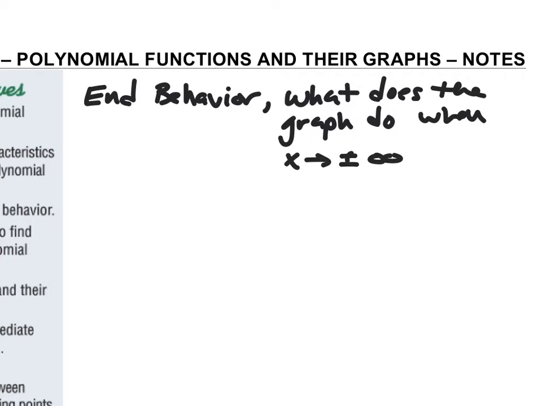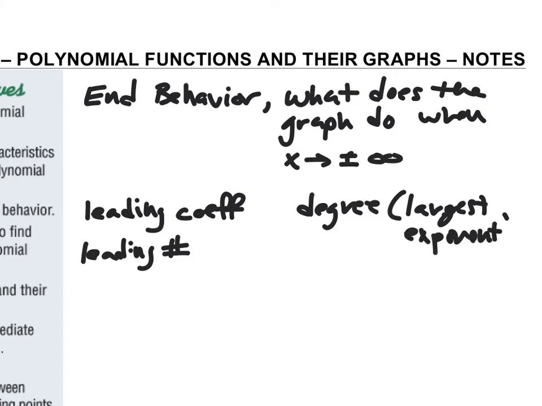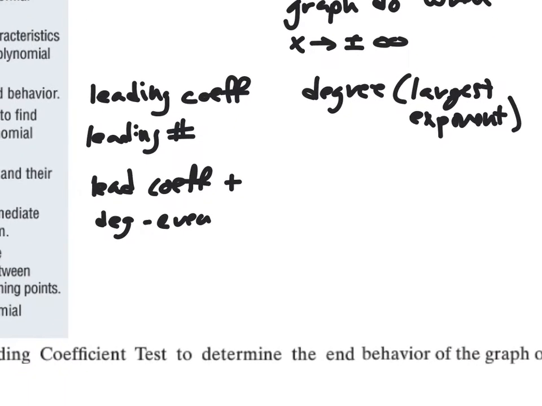So the first one that we have, we look at our leading coefficient, okay, and we look at our degree, okay? Our leading coefficient is the leading number out in front of your variable, and the degree is your largest exponent. So what I have is a couple of options. If your leading coefficient is positive and your degree is even, then your graph is going to behave as such.